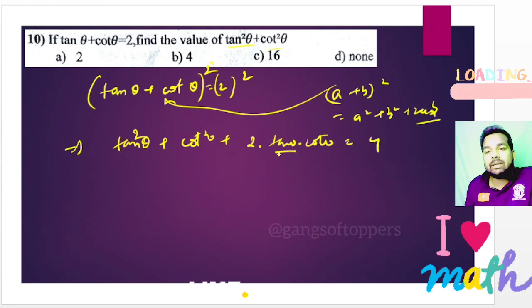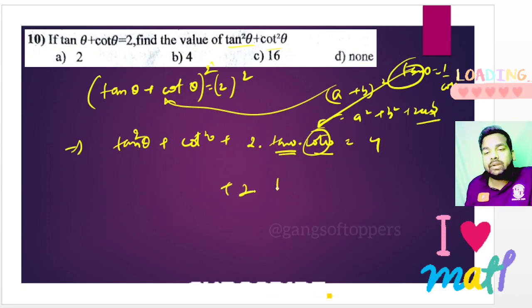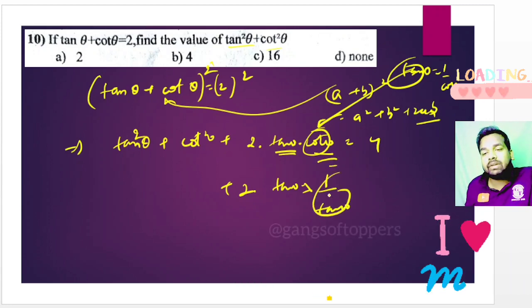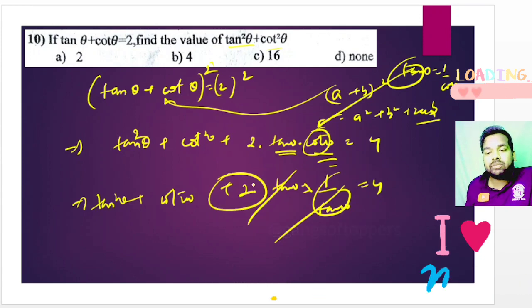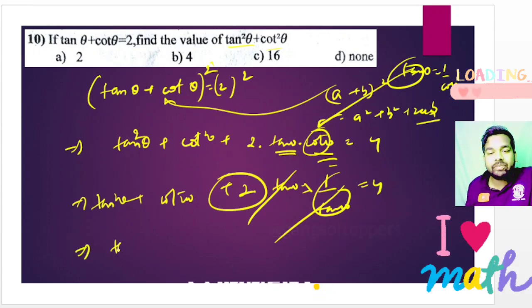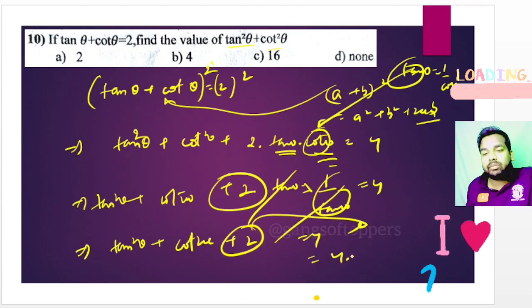If you multiply tan theta and cot theta, everybody knows that tan theta is equal to 1 by cot theta. So instead of cot theta we can write 1 by tan theta, and it means that 2 into tan theta into 1 by tan theta is equal to 2. So we get tan square theta plus cot square theta plus 2 is equal to 4. Put this 2 on the other side, so we get 4 minus 2, it will become 2.